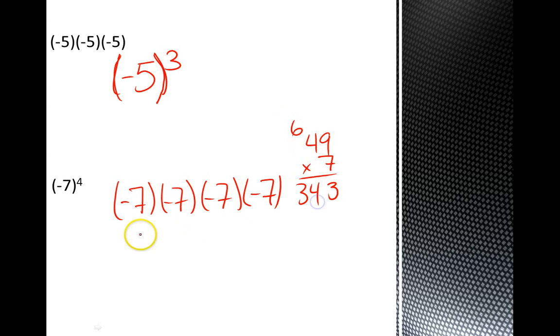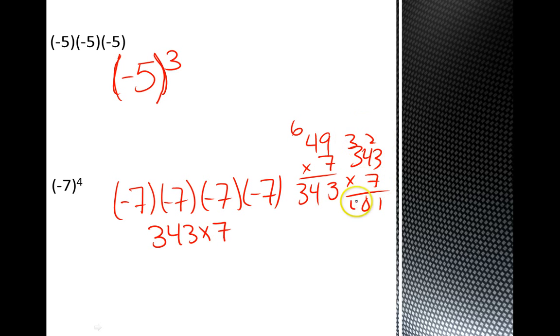is 343. So 343 times 7, we did this one earlier, I believe, is 2,401. And it's again positive because I have 4 different ones. My answer would be negative here because I have 3 different ones. That's why the parentheses are important. If we don't have the parentheses, it always makes it negative.